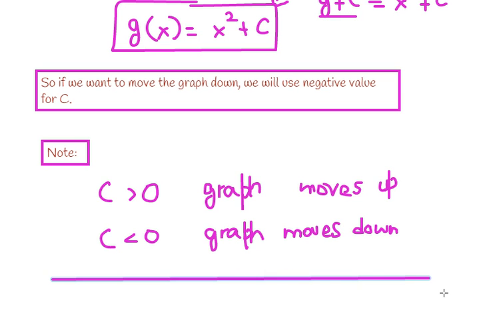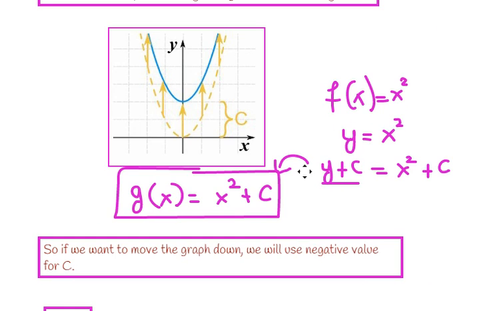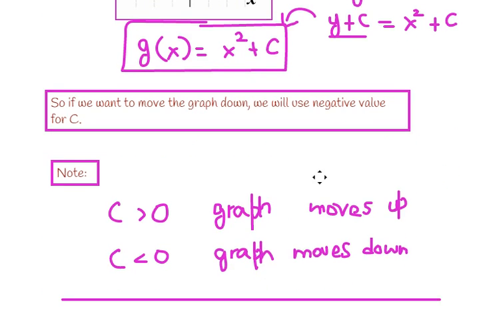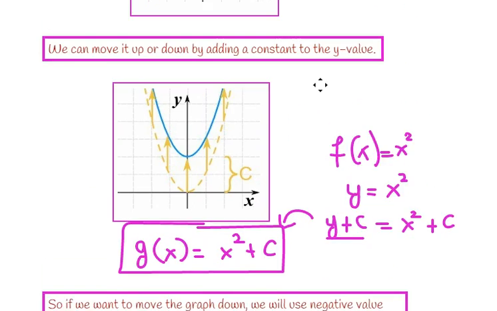So that's the first part of this transformation, explaining how to move the graph up or down. Next time we will learn how to shift the graph left side or right side. Up till here, any confusion?